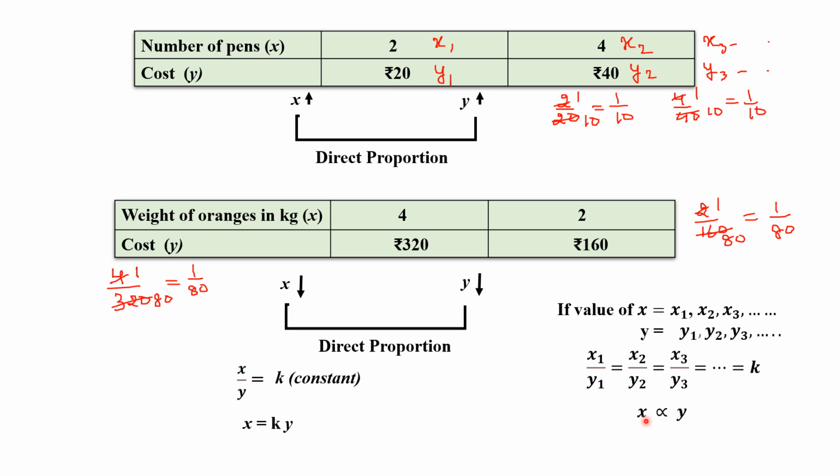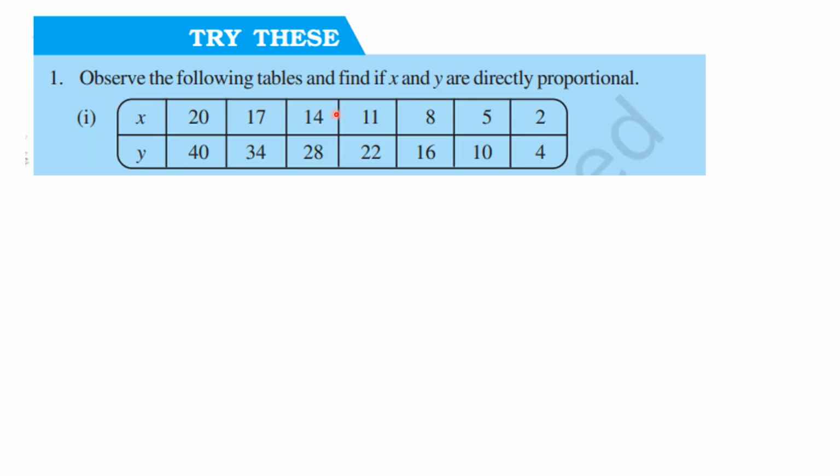So we can write it as X is directly proportional to Y, and this is the symbol of proportionality. In the first case, we can write the number of pens is directly proportional to the cost of pens, and in the second case, the weight of oranges is directly proportional to the cost of oranges. Now I'm going to solve the Try These questions given in your book on page 132.